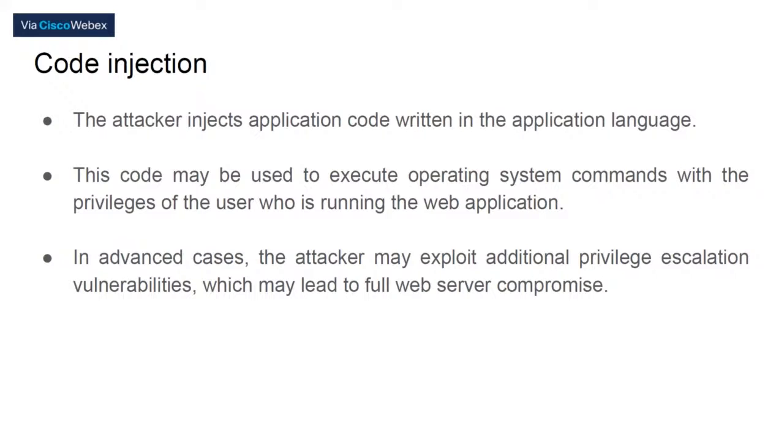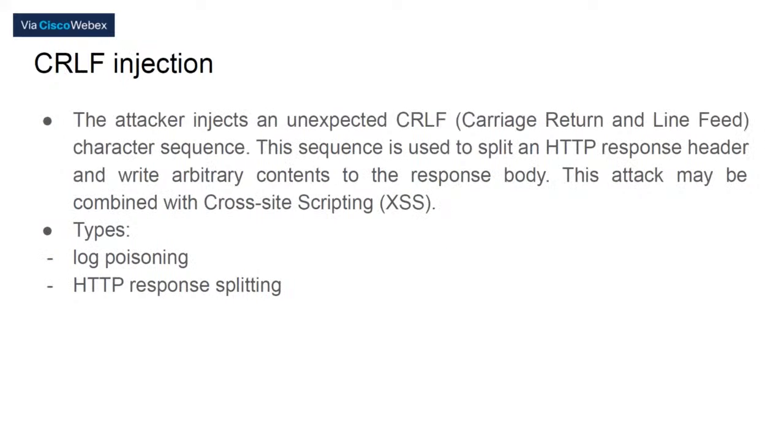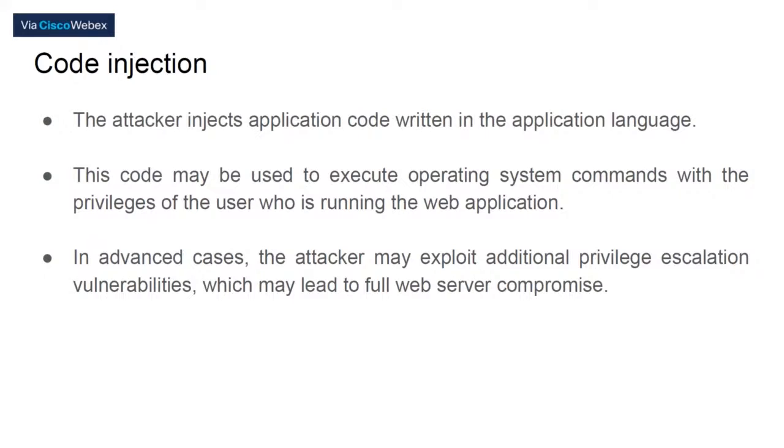Now coming to the code injection attack, the attacker injects application code written in the application language, and this can be used to execute operating system commands with the privileges of the user who is running the web application. In advanced cases, the attacker may exploit additional privilege escalation vulnerabilities, which may lead to full web server compromise. This is similar to the injection attack, but it is done at the code level, not at the database level.